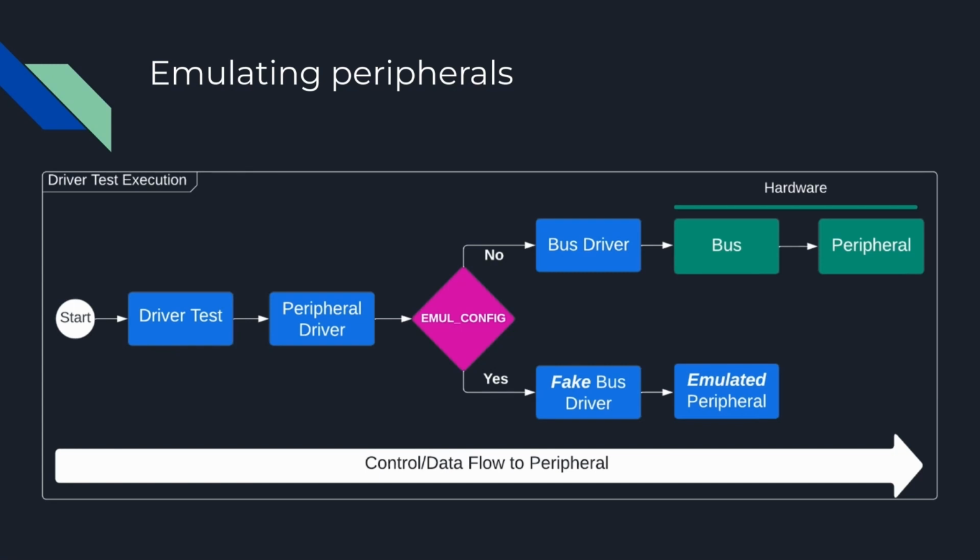Now, getting to emulators, the normal control flow will have the driver call the bus driver, right here, which will in turn communicate with the hardware. Instead, when emulation is enabled, the fake bus driver will take over and route the request to the emulated peripheral instead of the hardware. The benefit is that the full application logic down to the device driver, right here, is executed.